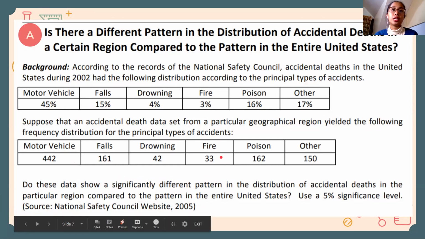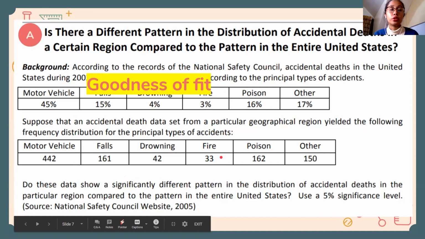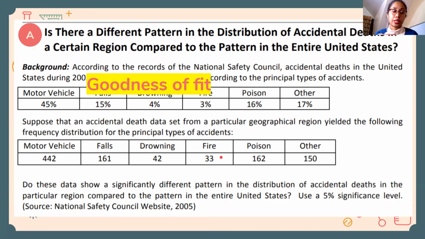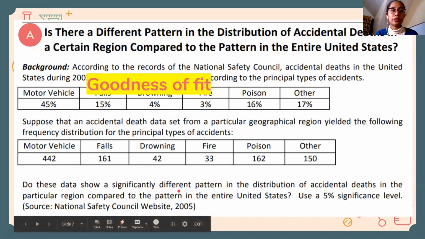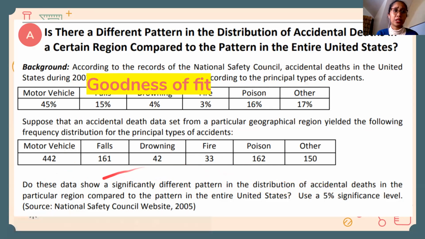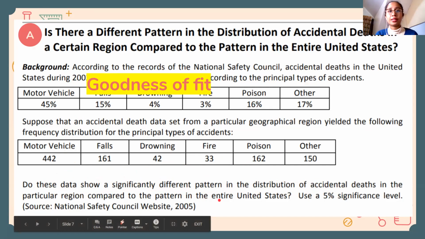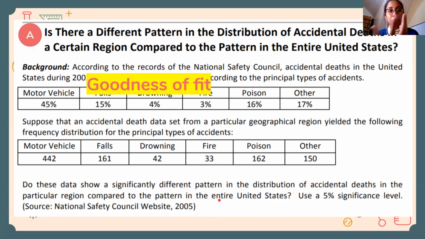So, this is a test of goodness of fit. Yan. Does this data show significant different pattern in the distribution of accidental deaths in the particular region compared to the pattern of the entire US? Yan. So, pag nagko-compare ng expected value at ng observed value, goodness of fit yan.